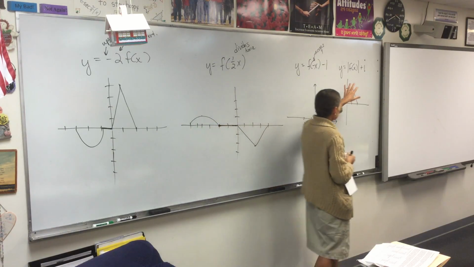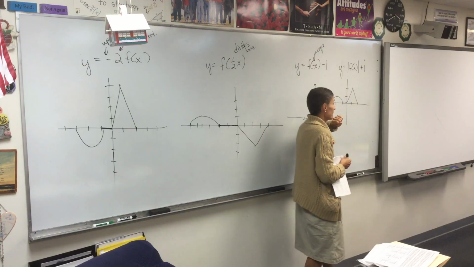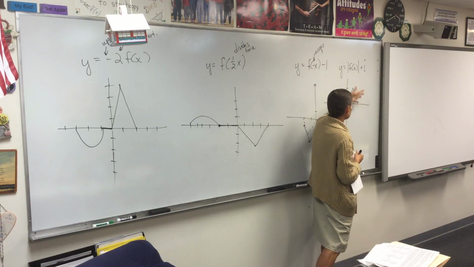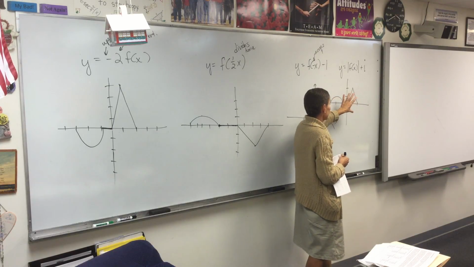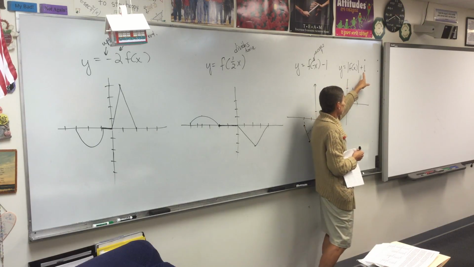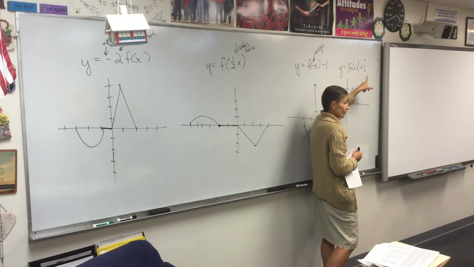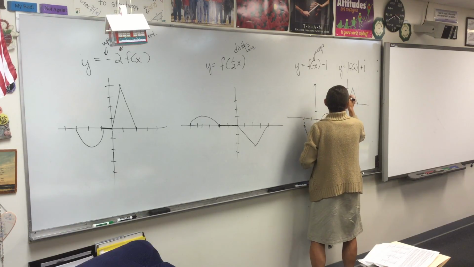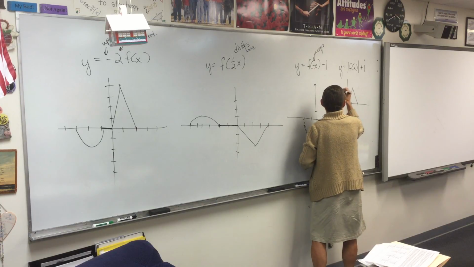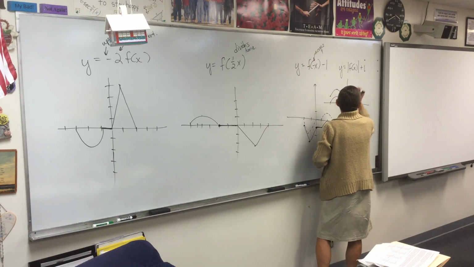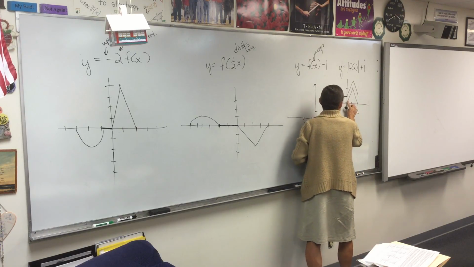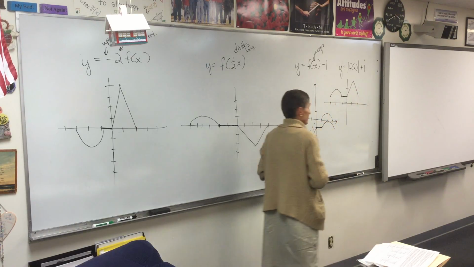When you take the absolute value of the whole thing, all that happens is the negative parts get folded up. So that's that much. Now, what do I have to do? Move it up. Up 1. So every point is coming up 1, so my bar is up here now. And there we go. There's your answer.